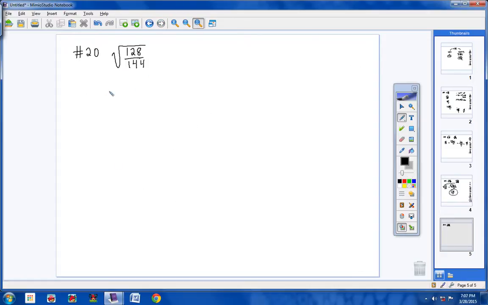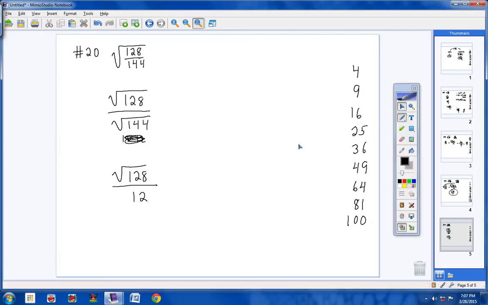Alright, last problem. Here we go. Let's split the radical up. So we have the square root of 128 over the square root of 144. Now, I do not know the square root of 128, but I do know the square root of 144. 12 times 12 is 144. Okay, so I'm going to put the square root of 128 over 12, because the square root of 144 is 12. Now, next, we're going to reduce or simplify. However, remember, you cannot reduce because this is an inside number. This is an outside number.